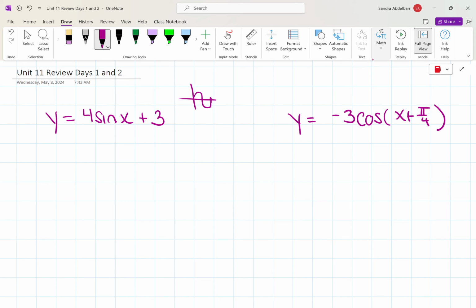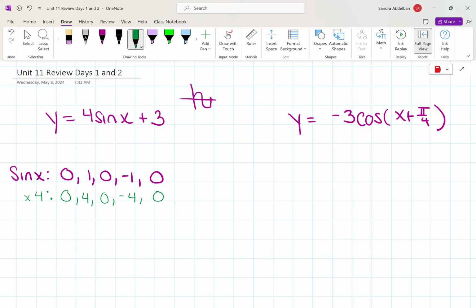So our key y coordinates for sine will be 0, 1, 0, -1, 0. I hope at this point we have it all memorized. We have the sine and cosine key points for y coordinates memorized. Then what we're going to do first is multiply these key coordinates by 4. So we get 0, 4, 0, -4, 0. Then we will add 3.